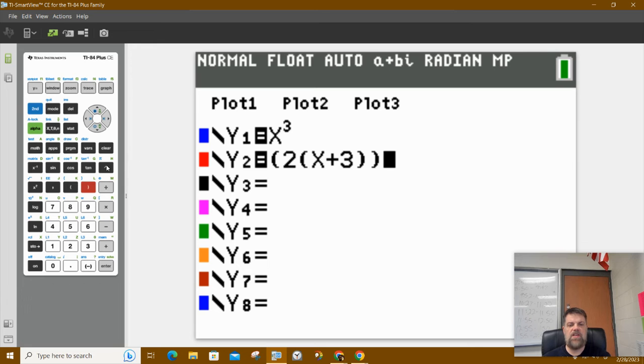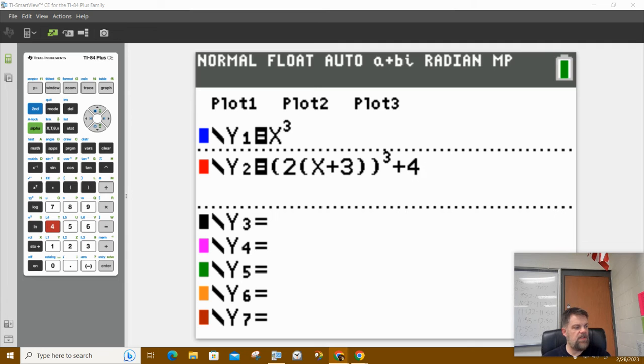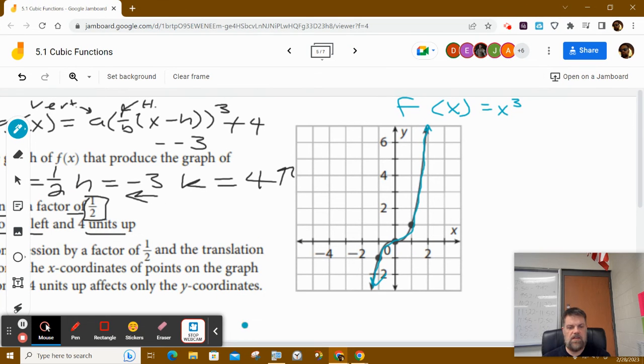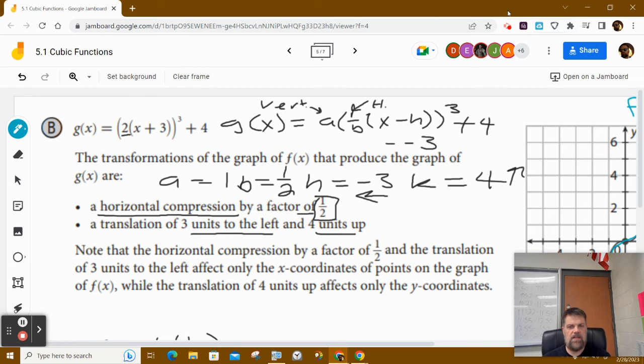To do the cube, you hit the caret symbol. This puts it up in the superscript, then enter in 3. To get out of that superscript, you hit the right cursor, and then you put plus 4. So let me double check my slide over here. Yeah, I think that's right. Is that right to you guys? Let me zoom this back over here so we can take a look at it. Does that look right? Yep, that's right.